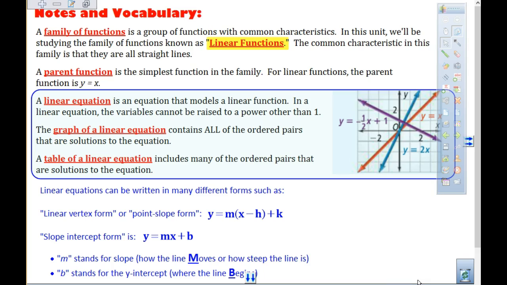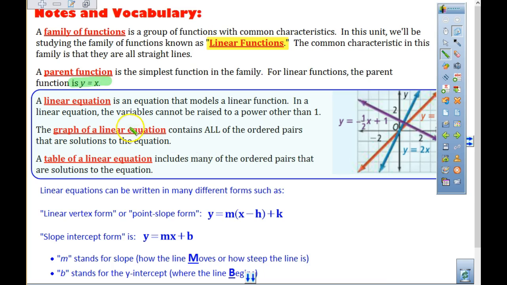So, a family of functions is a group of functions with common characteristics. In this unit, we'll be studying family functions known as our linear ones. The common characteristic is that they are all straight lines. The parent function for linear functions is the simplest one. And our simplest function is y equals x. That's called the parent function for the linear one.